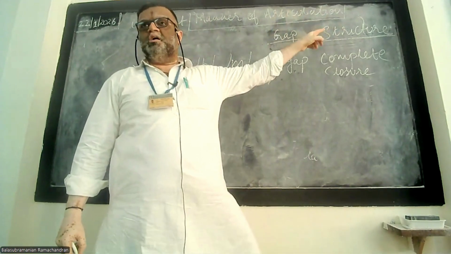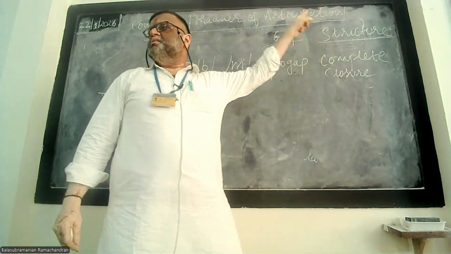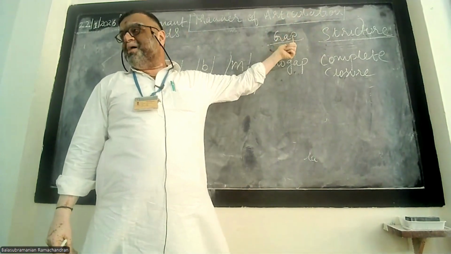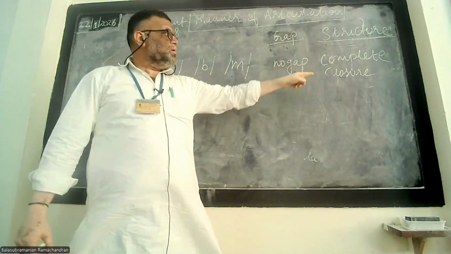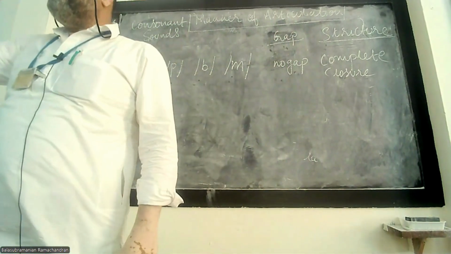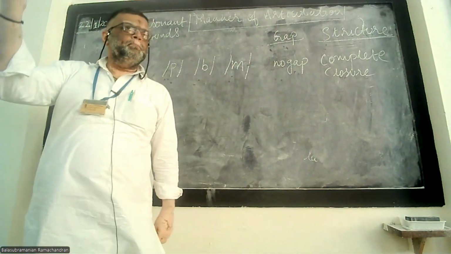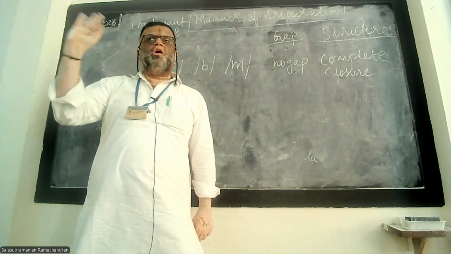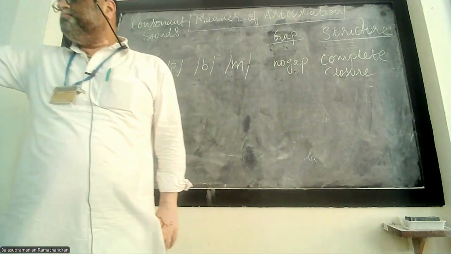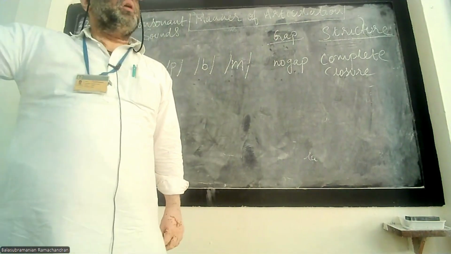Stricture is the technical name for the gap between the articulators. The sounds are produced with a stricture of complete closure. Okay? Stricture of complete closure.